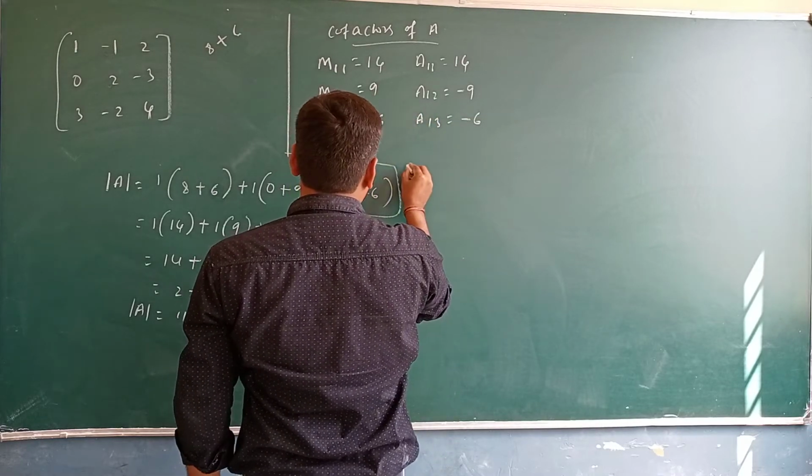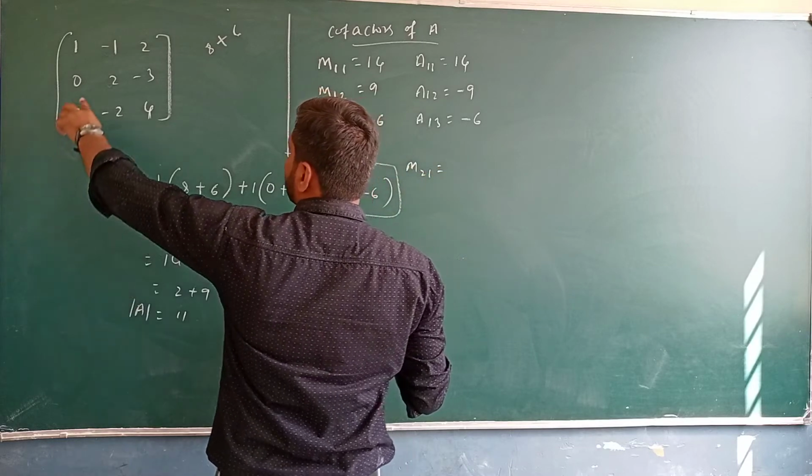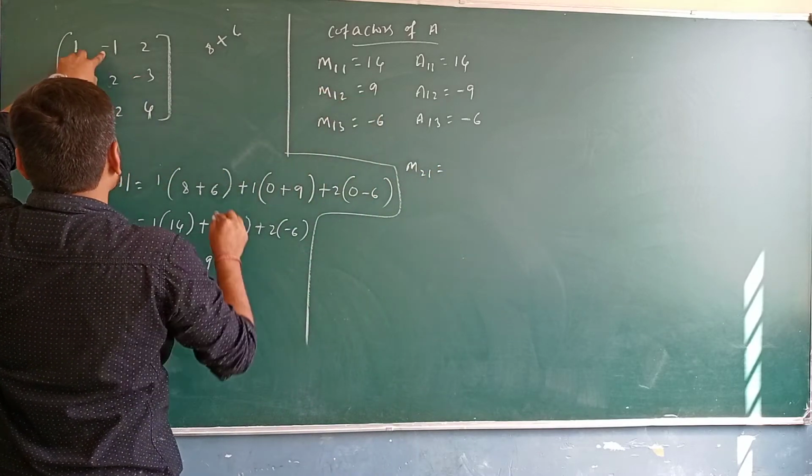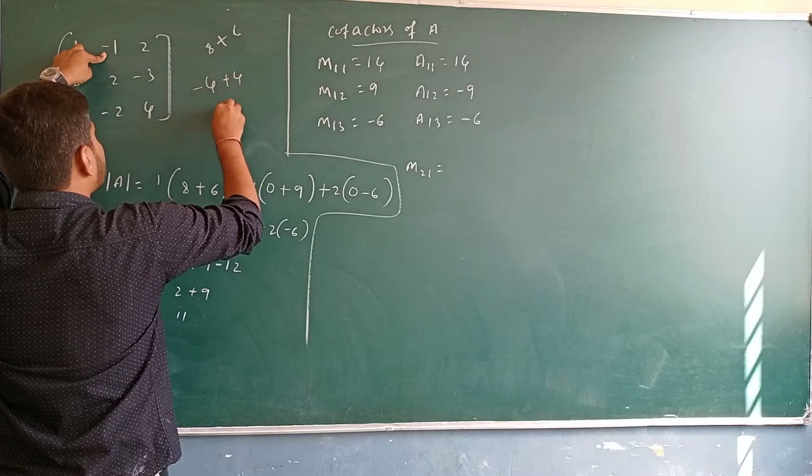Then the corresponding cofactors for row 2, that's M21. M21 for this one, we need to neglect this row and column. Minus 4, minus of minus 2, that's going to be plus 4. That's going to be 0.